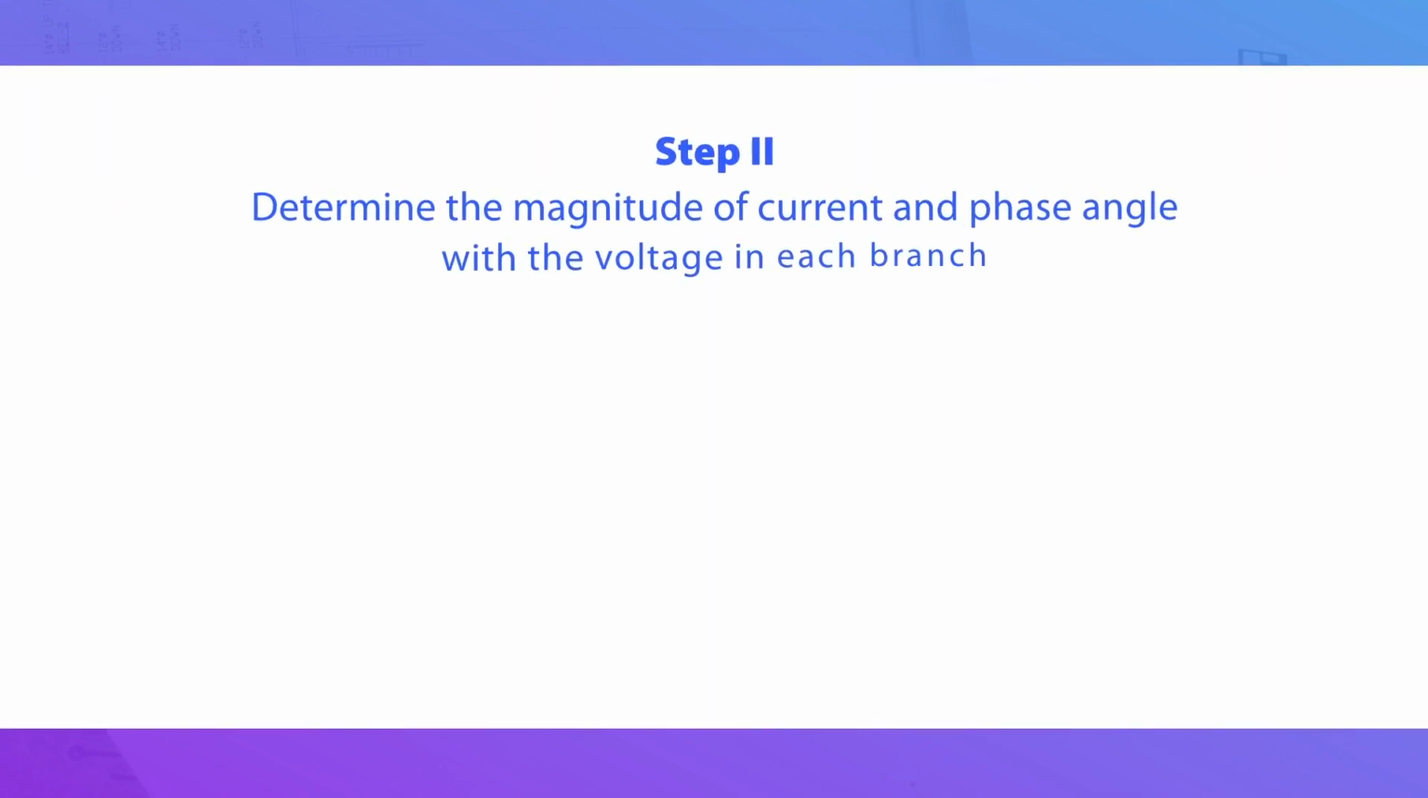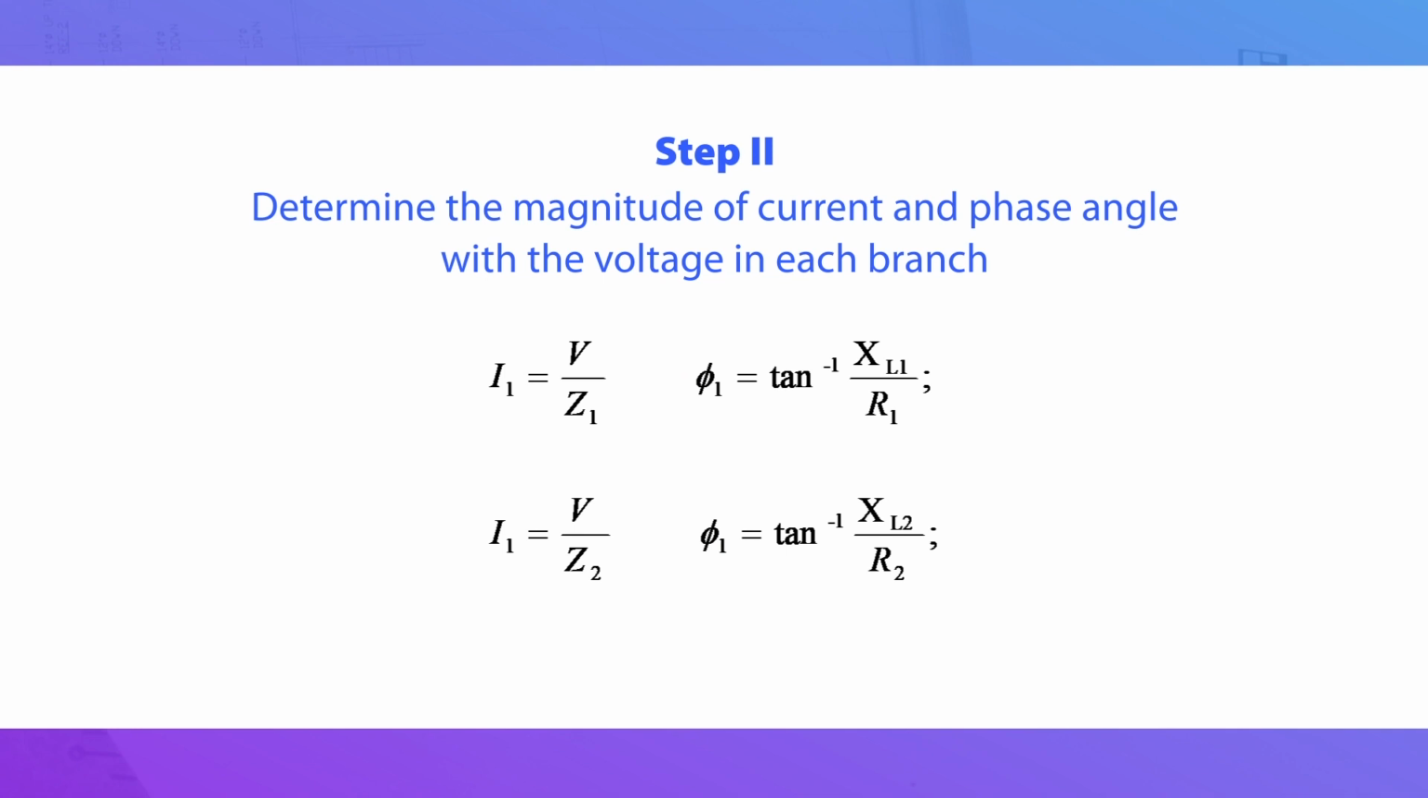Second step: determine the magnitude of current and phase angle with the voltage in each branch. As you know, the current flowing through branch 1 can be written as I1 equal to V upon Z1. Because this is an AC current, there will be some phase angle between voltage and current, and this phase angle can be calculated as phi1 equal to tan inverse XL1 upon R1. Similarly, the current flowing through branch 2 can be calculated as the applied voltage V divided by the impedance of the second branch Z2. So I2 can be written as V upon Z2.